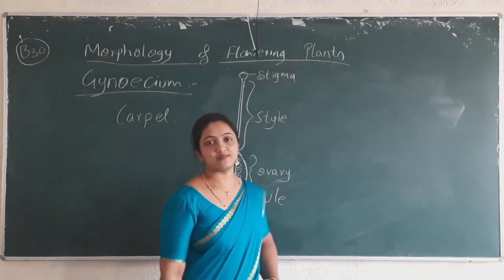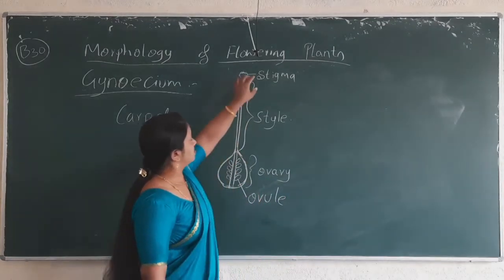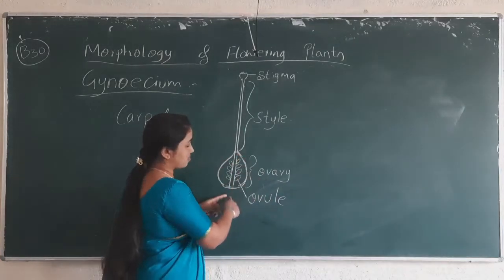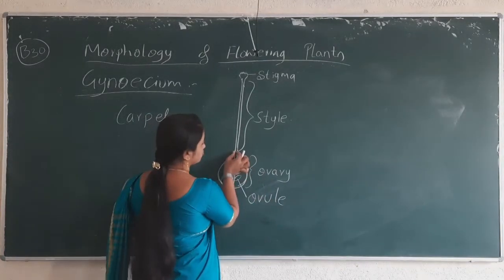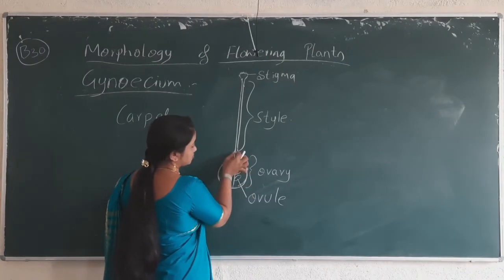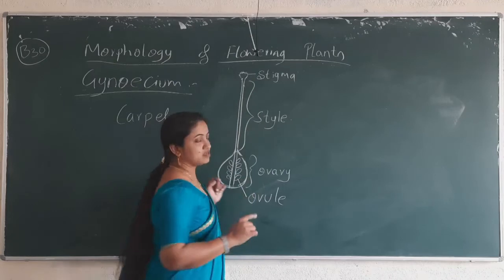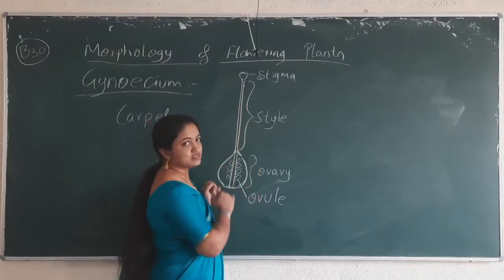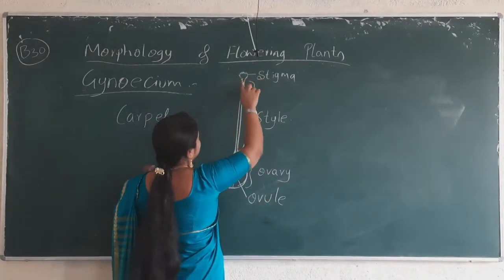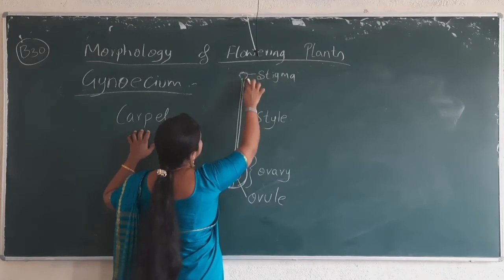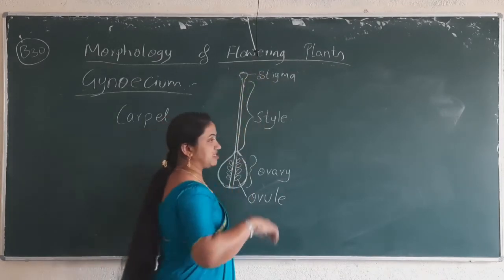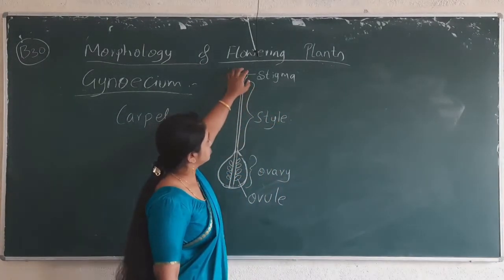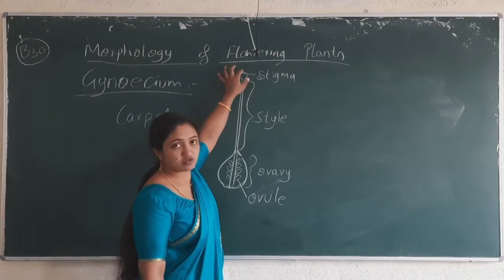The carpel consists of an enlarged portion known as the ovary, which is present at the bottom level, and a tube arising from this enlarged portion known as the style. I am calling this a tube. Tube means there will be a cavity inside it, and at the top surface of the carpel, it has a sticky stigma. Why is it sticky in nature? Because the pollen grains have to deposit on the stigma.